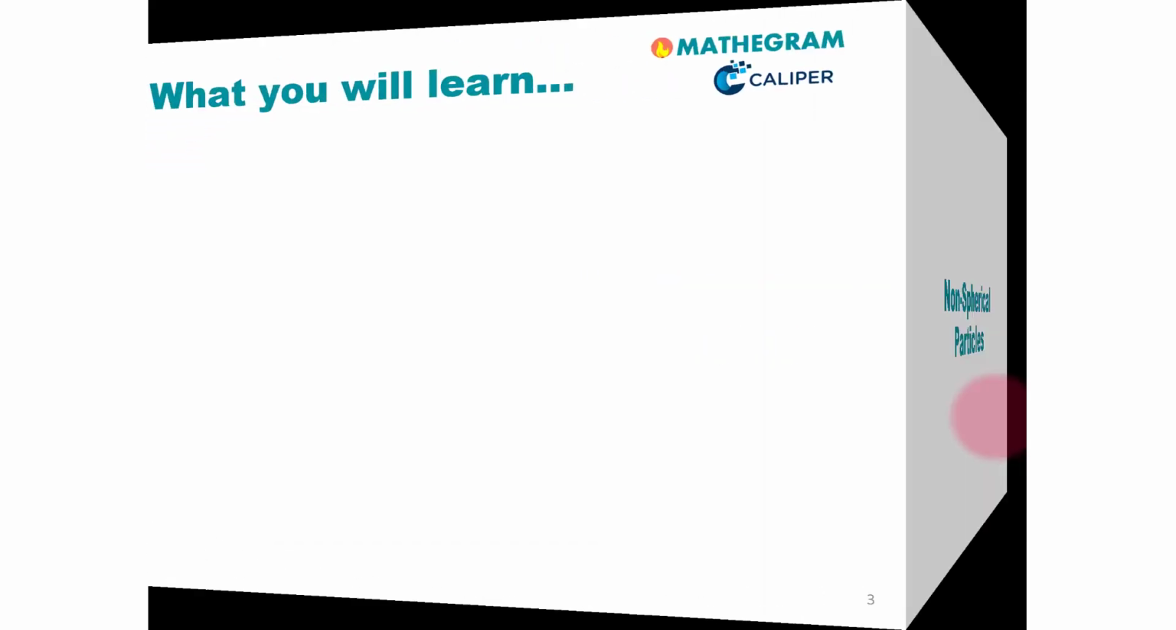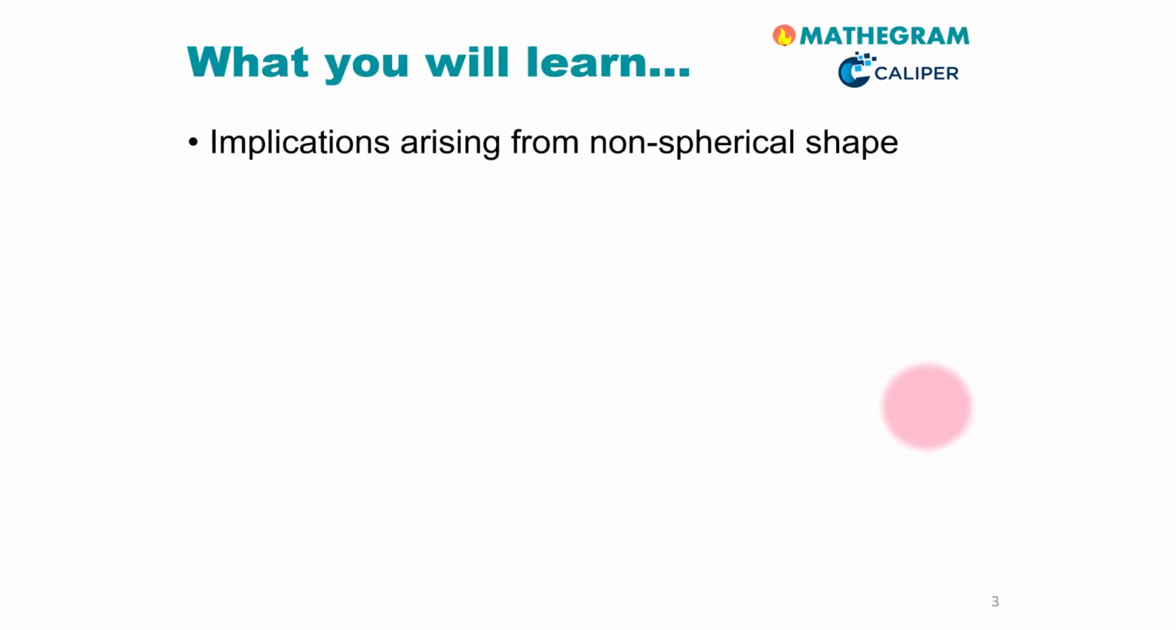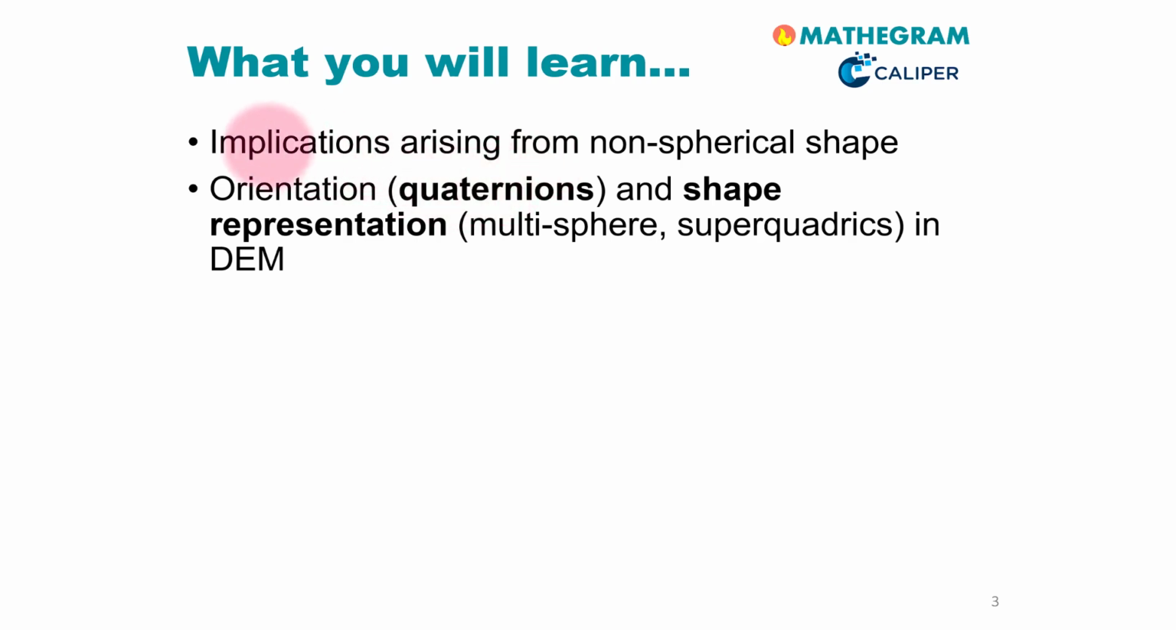As always, we will start with the question what you will learn. First, I would like to go into the implications arising from non-spherical particle shape. You will see that there are multiple implications that require our attention. You will see that orientation tracking of the particles is necessary, and for that we typically use quaternions. So we will talk a little bit about this word.